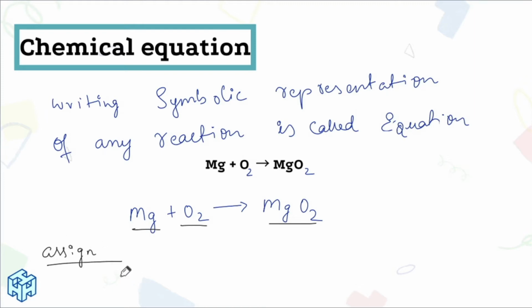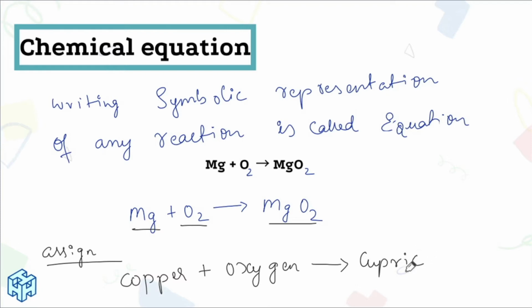Let me consider a simple thing: copper plus oxygen, I will get cupric oxide. Write the chemical equation for this. This is your small assignment. I have given the perfect name. You have to solve it.